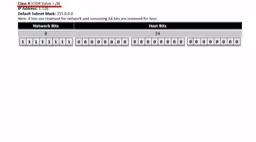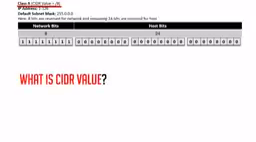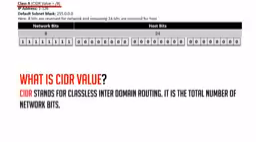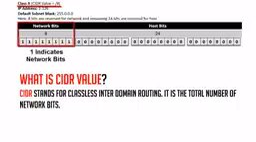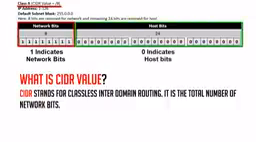Now, what does this CIDR value mean and why is the default CIDR value of class A 8? CIDR stands for classless inter-domain routing. It is the total number of network bits. As you can see, in a class A IP address, there are 8 bits reserved for the network and the remaining bits are reserved for the host. So these 8 network bits are the CIDR value. That's why the default CIDR value of class A is 8.